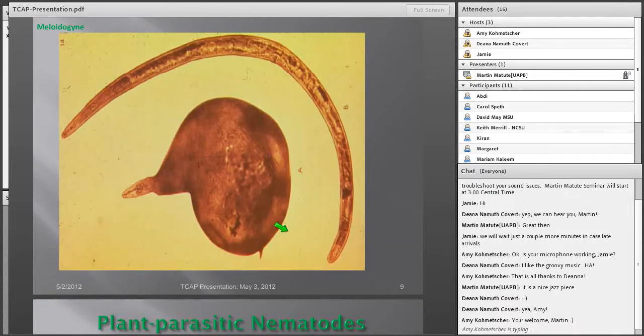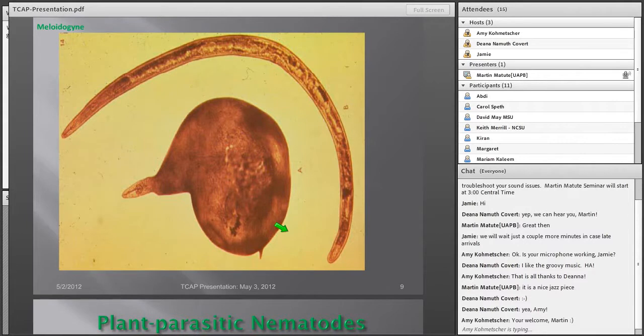Now, this is another, this one is pear-shaped. This is the root knot nematode, Meloidogyne. The female is pear-shaped. This is the male, it's cylindrical or cylindroid. So again, this is another example of sexual dimorphism. Within the same species, the females look different from the way the males look.